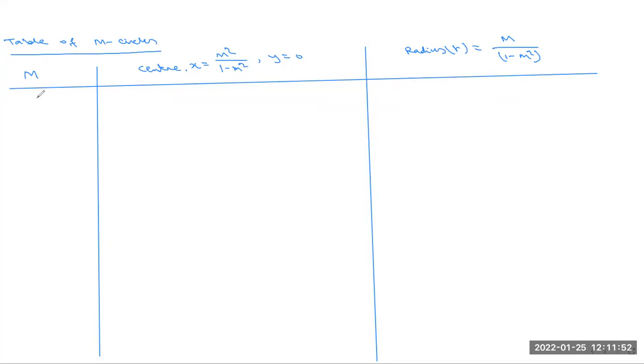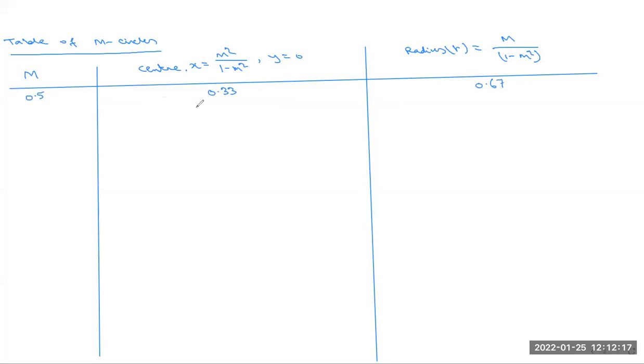So first we put 0.5, that is, the value of M is 0.5. So you have to put this value, 0.5, into this equation and calculate it. The value comes to 0.33. And you put this value into this equation also. The radius comes to 0.67.